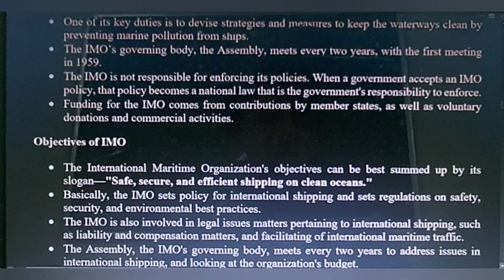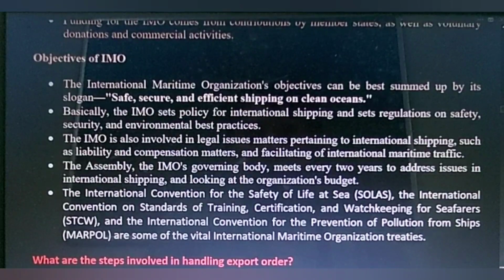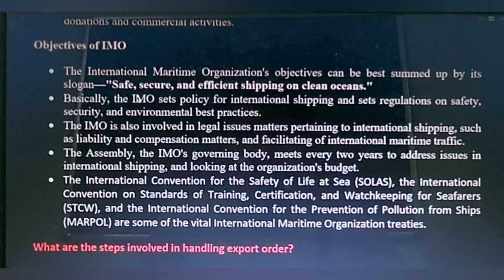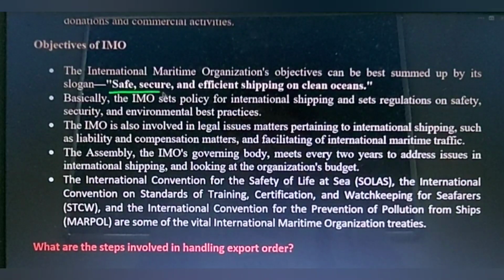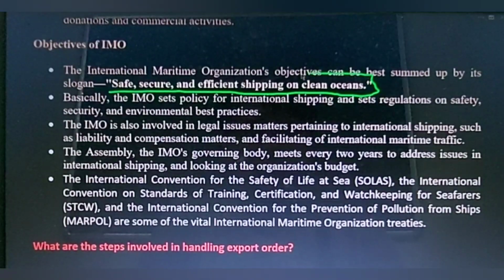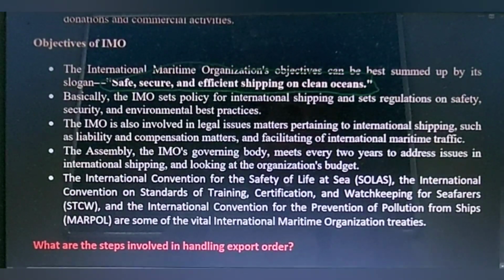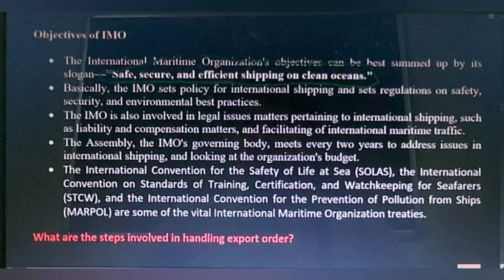So like this, तो यहाँ से आपको मालूम चल गया होगा कि इसके मेन ऑब्जेक्टिव्स क्या हैं. और ये स्लोगन आपको जरूर आंसर में मेंशन करना है: सेफ, सिक्योर एंड एफिशिएंट शिपिंग ऑन क्लीन ओशियन. So this is the basic motto, the basic slogan of IMO, right? तो मेनली पॉल्यूशन को कंट्रोल करना है, राइट.